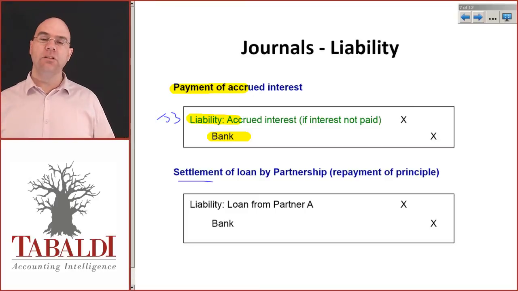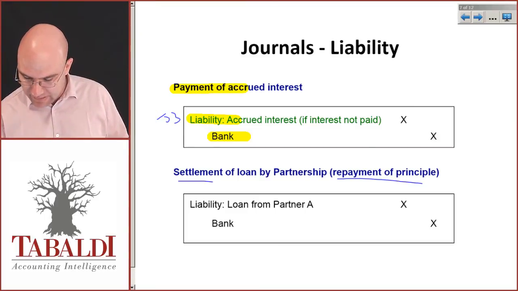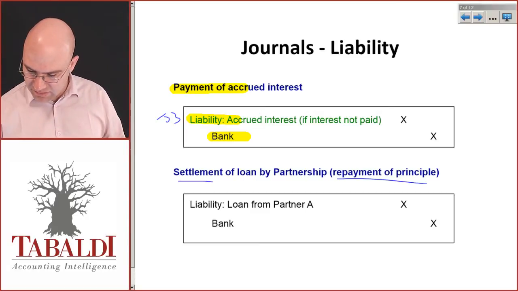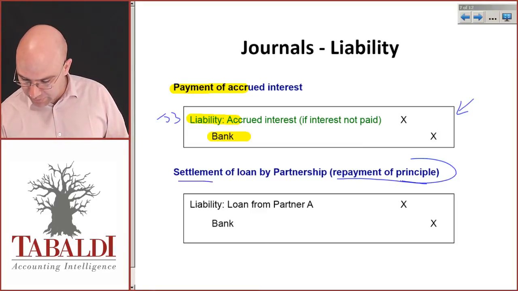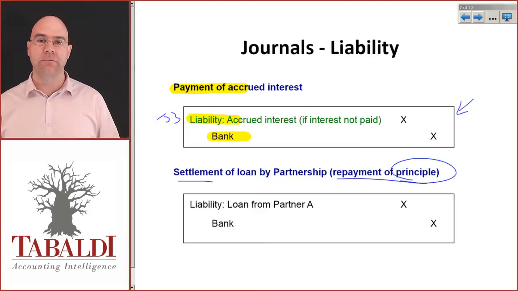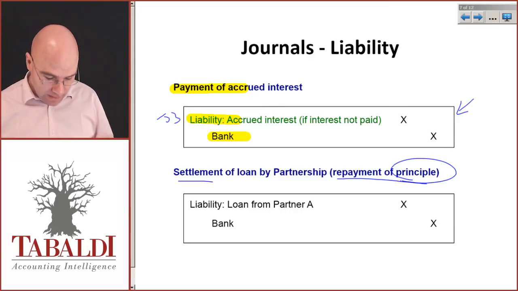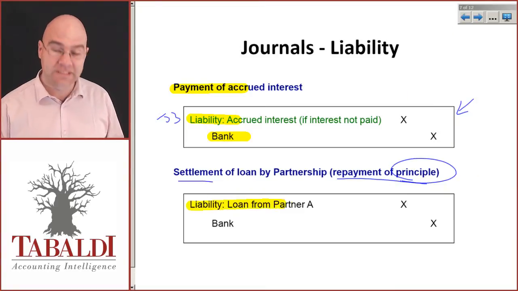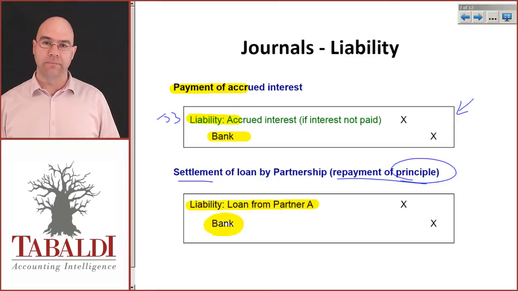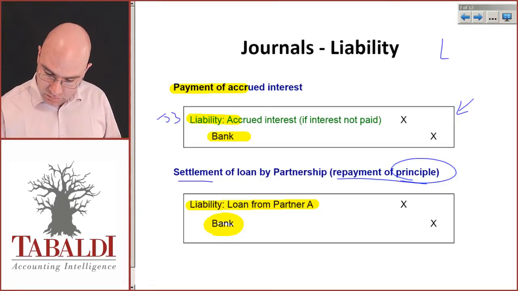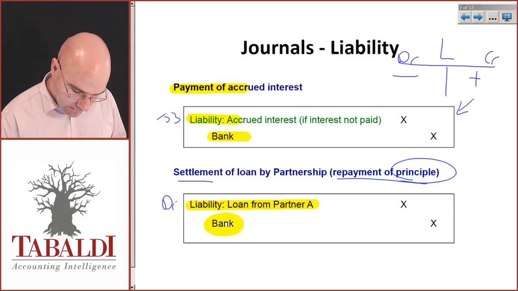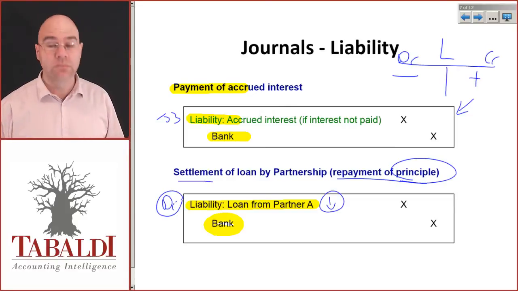Then we need to settle the loan by repaying the principal. So if we borrow 100,000 Rand from the partner and we pay interest of 10,000, the interest is on top here. Here I'm talking the principal will be the 100,000 capital, the principal amount payable back. When I settle that liability, we will debit the liability, make it smaller, and we will credit bank. Remember liabilities, ladies and gentlemen, do what? They get bigger on the credit side and smaller on the debit side. So here we will debit the liability to make it smaller because we settled it.